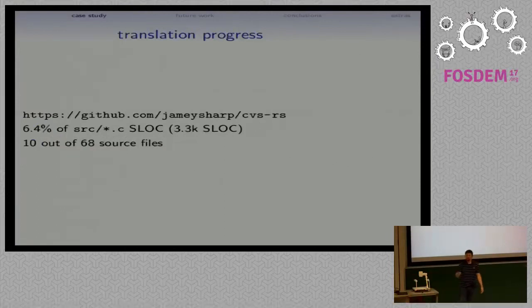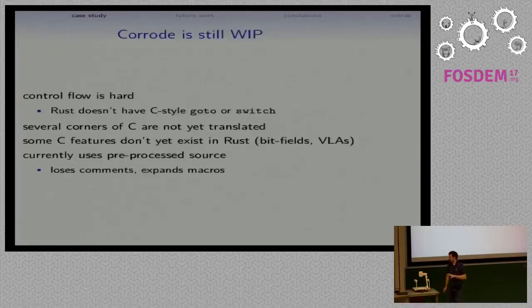So let me tell you about where I've gotten so far in this case study. 6.4% of the source lines of code I've translated to Rust, which doesn't sound like much, but it was basically that I went for the things that I could do in a couple of days, and the rest of my time was spent fixing Corrode bugs. So that's over 3,000 lines of code in the SLOC count sense, so not counting blank lines and comments and that sort of thing. And that's 10 out of the 68 source files that are the core of CVS.